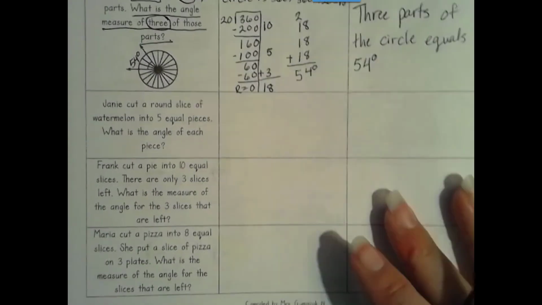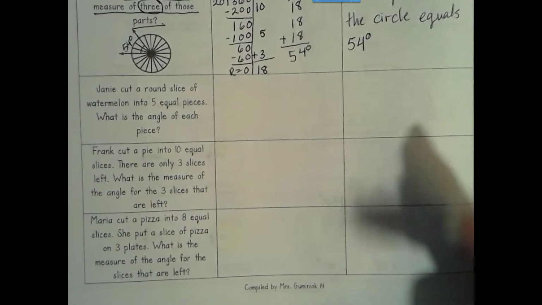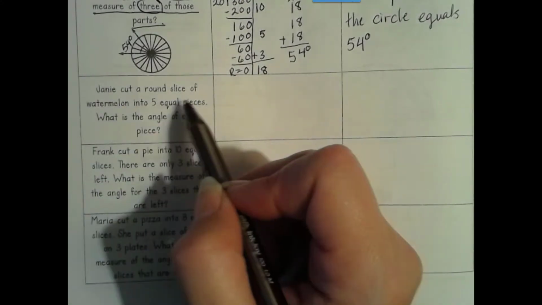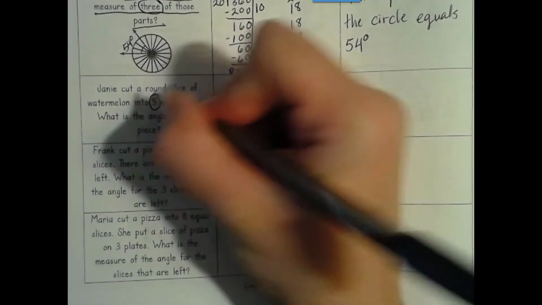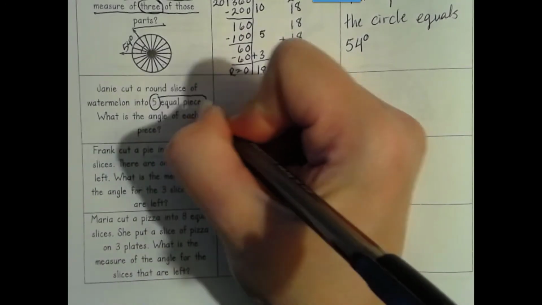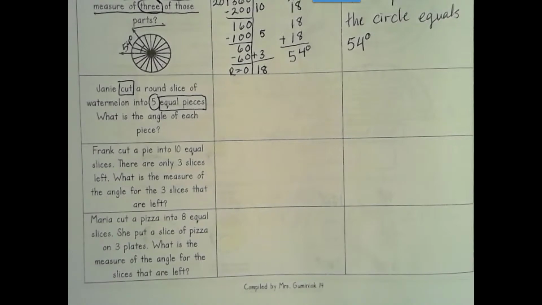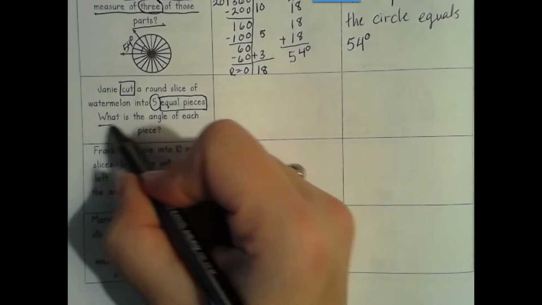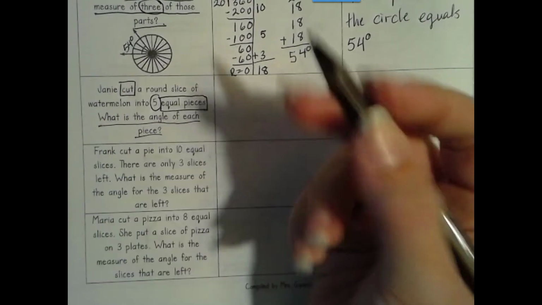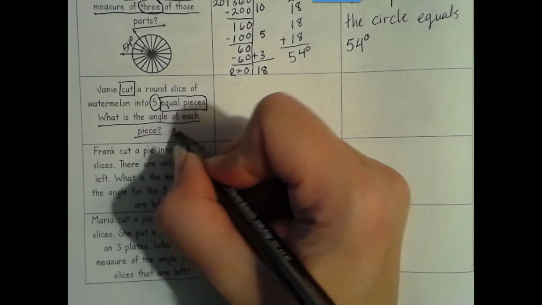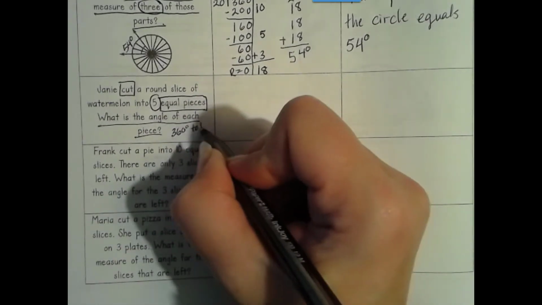Okay, now we don't have a picture, we have some word problems. Janie cut a round slice of watermelon into 5 equal pieces. So they're being cut into equal pieces. What is the angle of each piece? Do we know the total? Yes, we do. 360 degrees is the total.